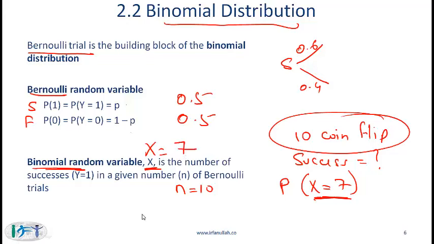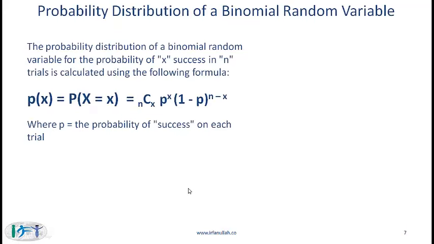Similarly, we can ask the question, what is the probability of 3 successes? And this will be some other number. So the point is that x is the binomial random variable and x represents the number of successes with n Bernoulli trials. The next question is, what is the probability of x equal to 3 or x equal to 2 and so on? And to answer that question, we have to learn the probability distribution of a binomial random variable.